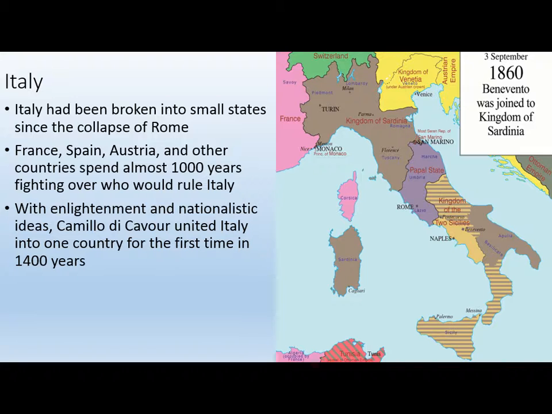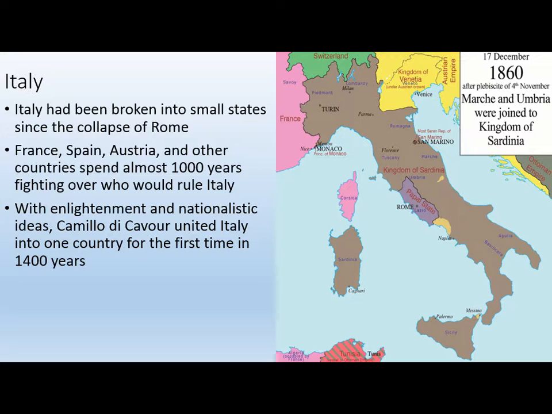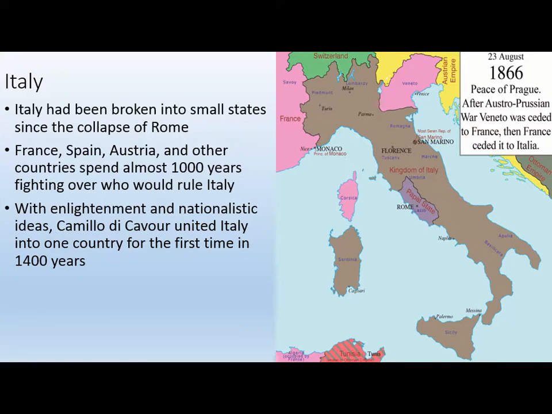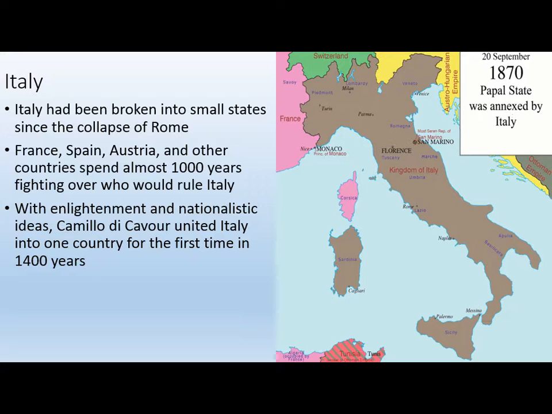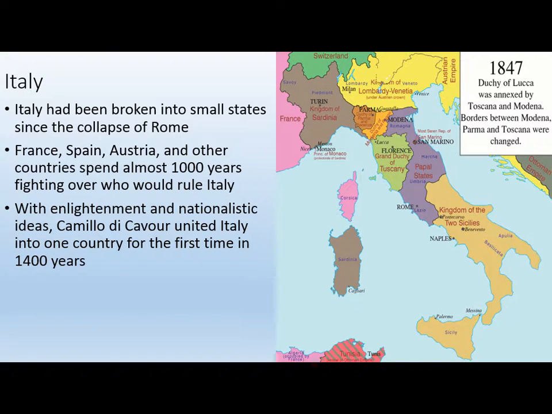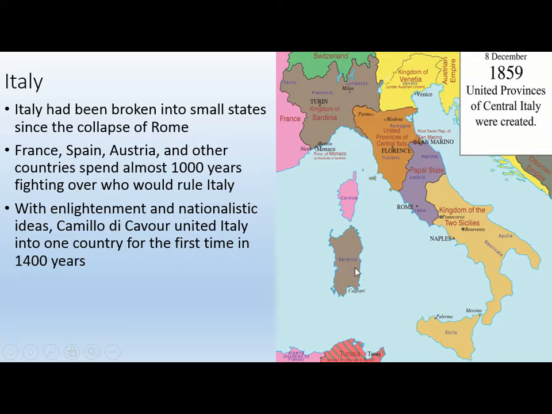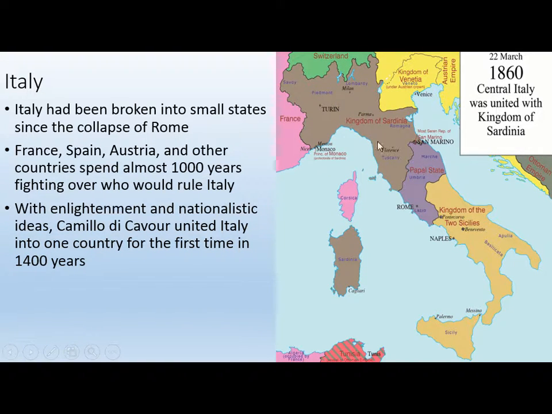So, if we look at the GIF over on the right, we see Italy slowly becoming one country. So this is Italy in 1860. Give it just a second, it'll reset. So this was Italy in 1829. 1829, several duchies clearly united. 1847, they get a few more. This is the Kingdom of Sardinia. That's who Camillo di Cavour works for. This island right here is known as Sardinia. So they've slowly gotten more land in Italy, slowly expands.